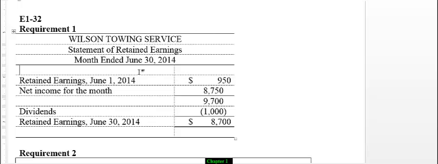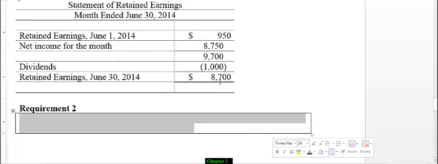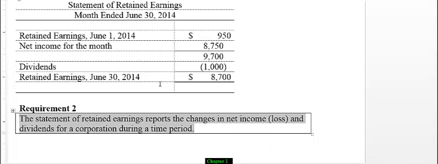Second requirement says, what does the statement of retained earnings report? The statement of retained earnings is going to report your changes in retained earnings for this period. So you start with your beginning retained earnings, add your net income, or subtract your net loss if you have a net loss, and then you subtract your dividends to get to your ending retained earnings for that period. So we're showing the changes for this period based upon net income and dividends.